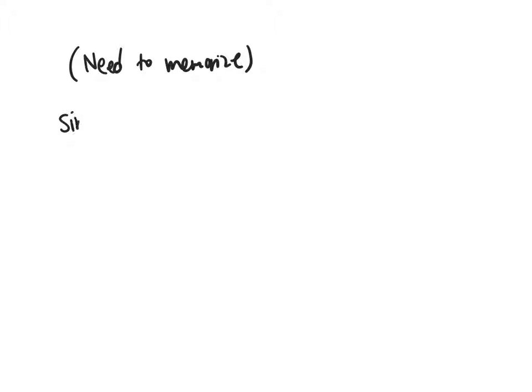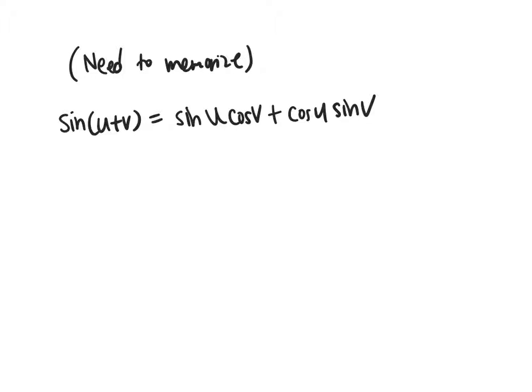So here we go. Sine of u plus v is equal to sine, cosine, cosine, sine. So it's going to be sine of u cosine v plus cosine u sine of v. So notice what we have is u, v, and it's going to be sine, cosine, cosine, sine.